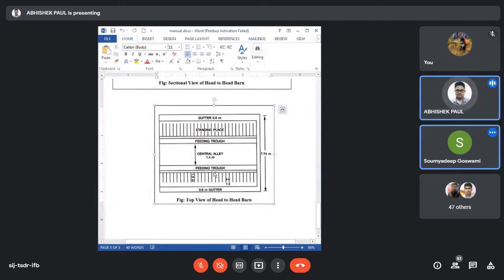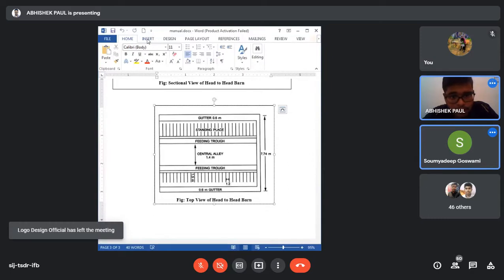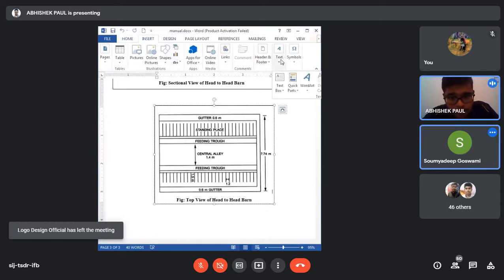You see the width of the whole building is 7.74 meter. The width of the gutter is 0.6 meter, and the length of the standing place is 1.5 meter. The width of the standing place is 1.2 meter, and the central area is 0.4 meter. Now, can you calculate the individual space requirement for a cow or not? Otherwise I will show you how to do this.